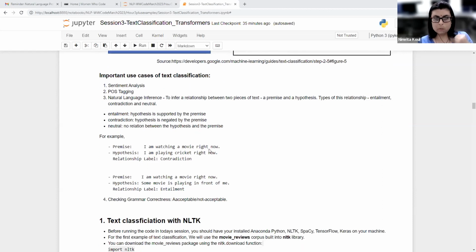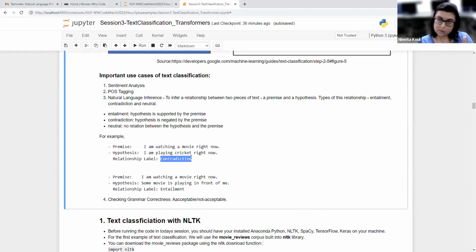We see an example here. So here's a premise: I'm watching a movie right now, and the hypothesis, the second piece of text, is that I'm playing cricket right now. Obviously, these two things cannot happen at the same time. So there's a contradiction between them. The label for the relationship between these two pieces of text is contradiction here.